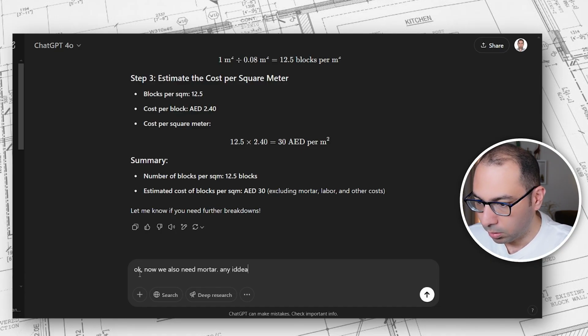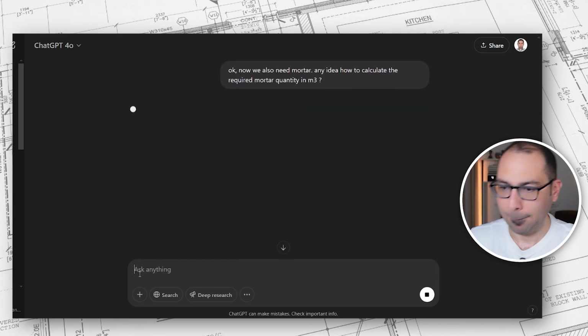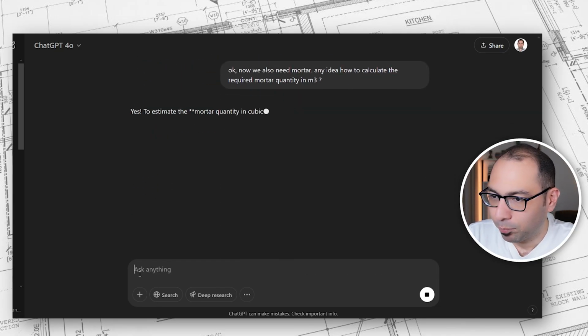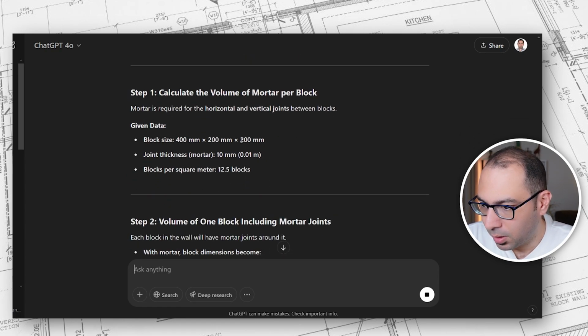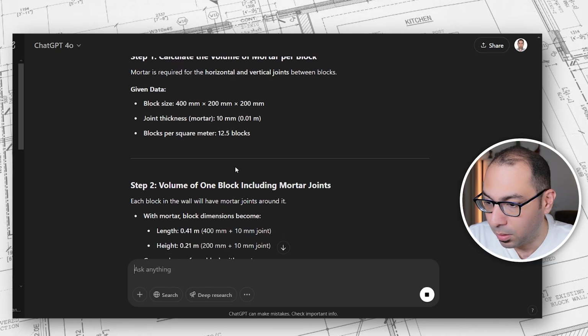Any idea how to calculate the required mortar quantity in cubic meter? All right, so this is the block size and this is the joint thickness. He's considering here 10 mm or 1 centimeter.